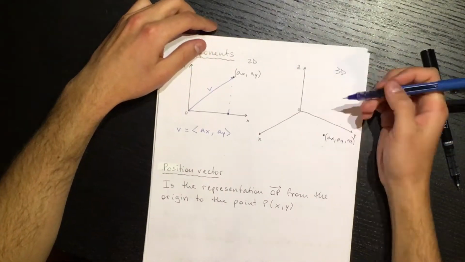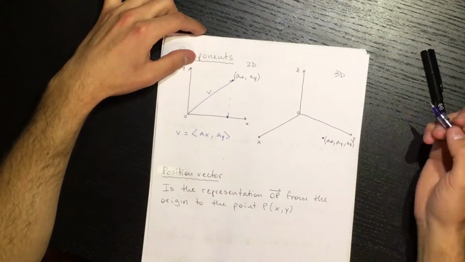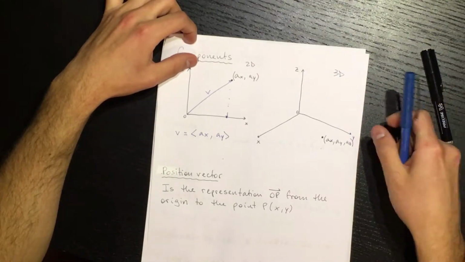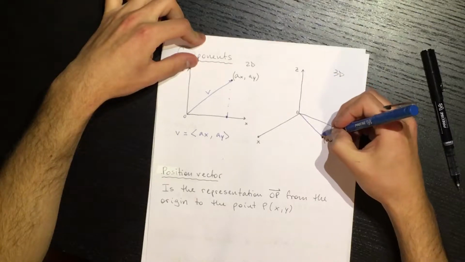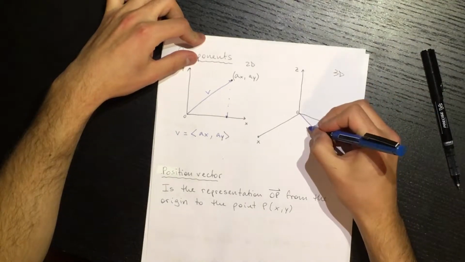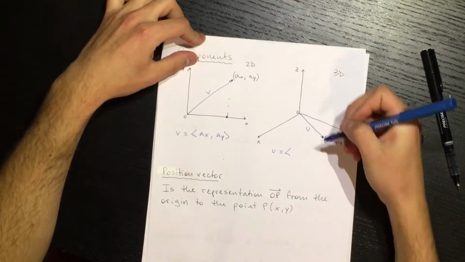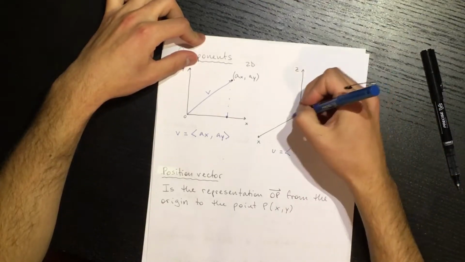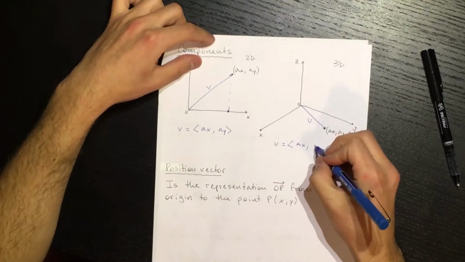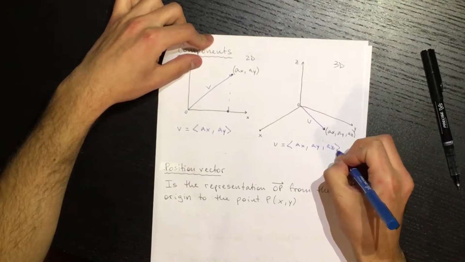Same as in 2 dimensions, but now in 3 dimensions we have 3 variables. Let's say we have a point AX, AY, AZ. We added another variable here. The vector from the origin to the point, let's call it U, is going to have 3 components as well. So on the x direction it is AX, y direction AY, and then AZ on the z direction.